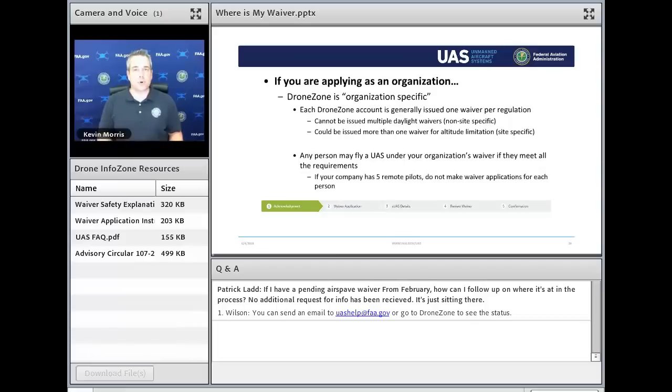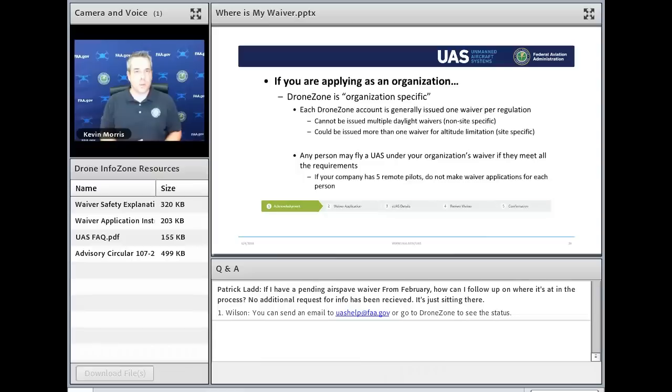We say that Drone Zone is organization specific, meaning that each Drone Zone account, whether it's an individual account or an organization account, is generally issued one waiver per regulation. But I want to break that down a little bit for you, because typically we do not issue more than one waiver per regulation.